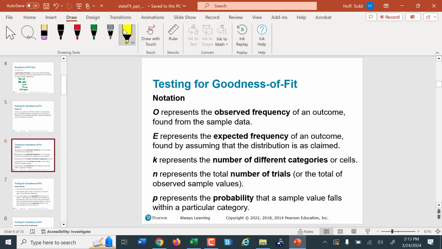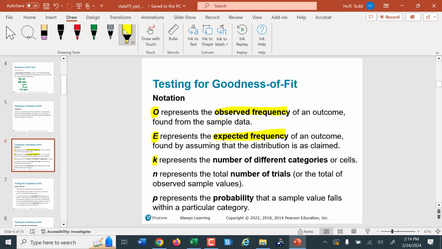Some symbols that we're going to use: O is going to stand for the observed frequency for each category. So if we're looking at the M&Ms, we count up exactly how many red M&Ms we actually have in our sample. E is the expected frequency. So we said we expect 30% to be red because that's what M&Ms is claiming. So we take our total, find 30% of the total. That's the number we would expect to have of red M&Ms in that sample.